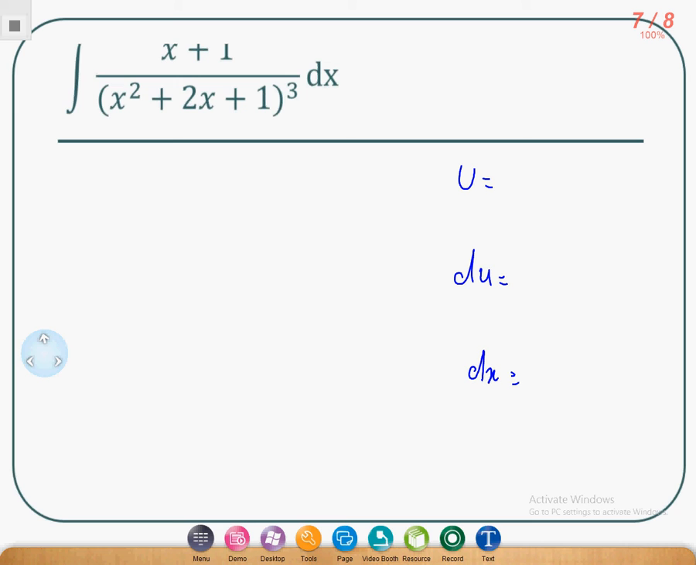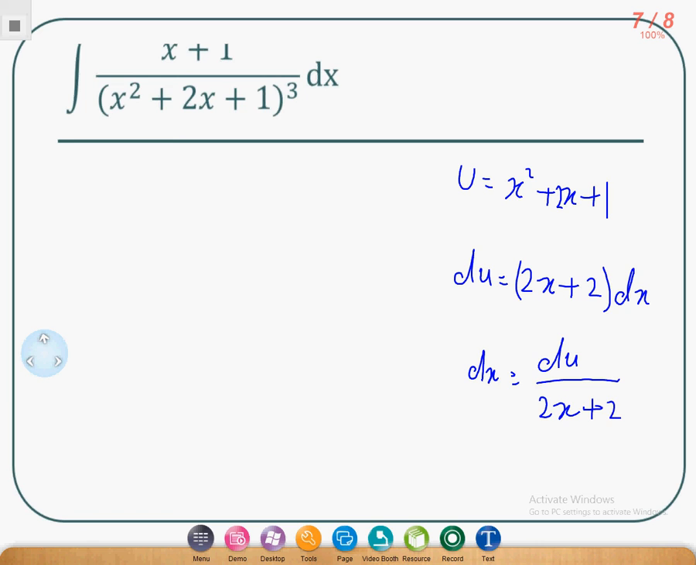Where the highest power? Excellent. The highest power, x squared plus 2x plus 1, not x plus 1. So I will put here u equals x squared plus 2x plus 1. Now find the derivative. 2x plus 2. What about 1? It will be constant, so no need to put 0. Don't forget to put dx. Now find the dx. It will be du over 2x plus 2.